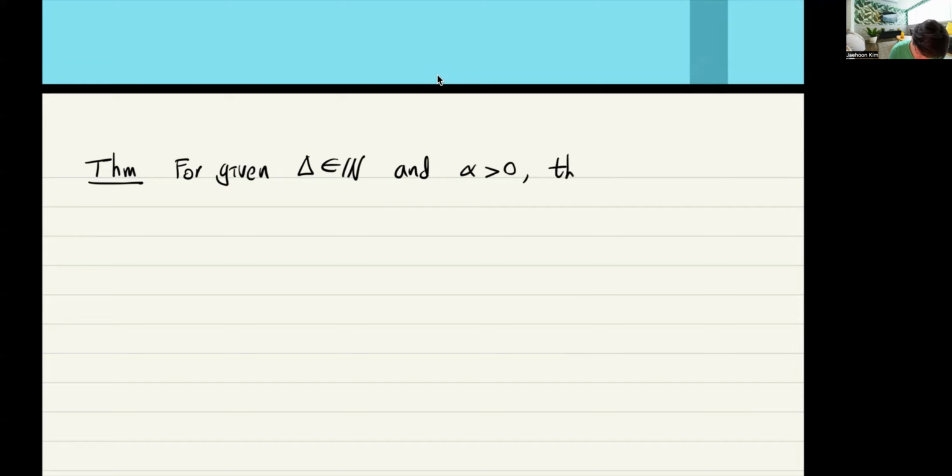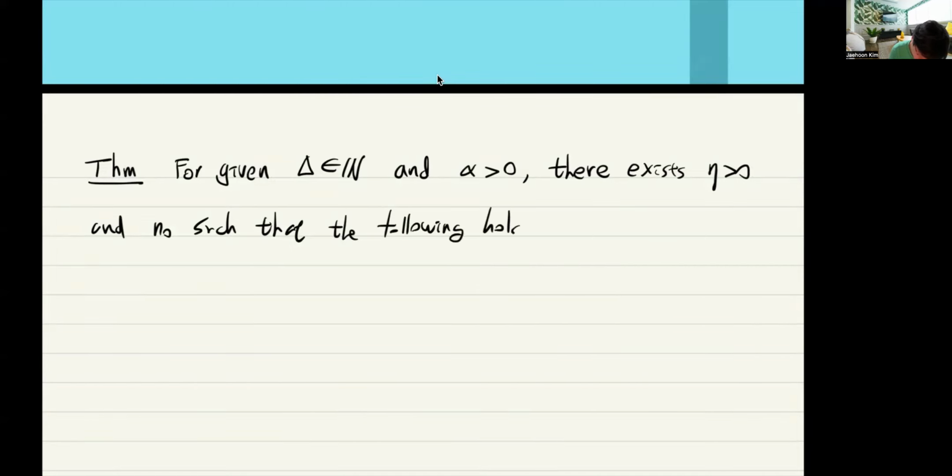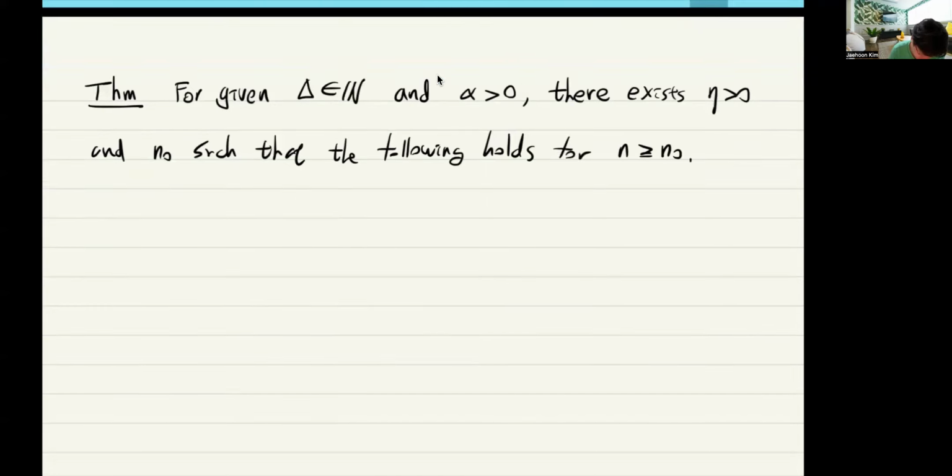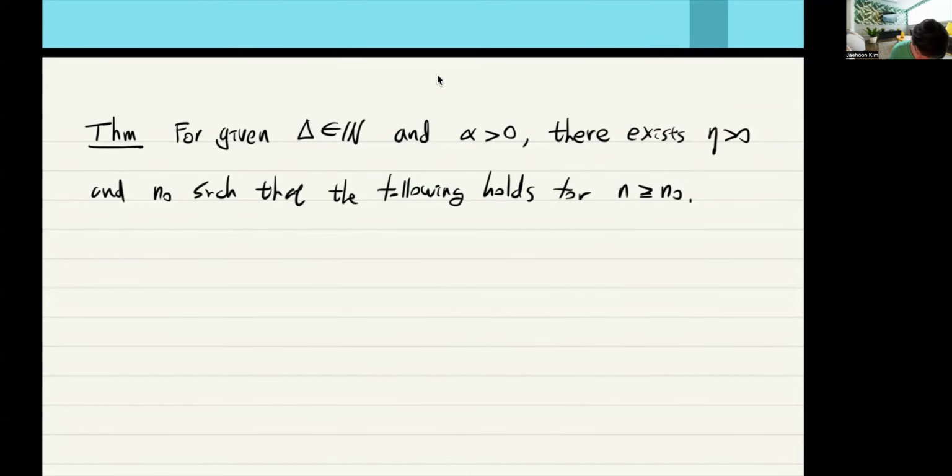So for given delta and alpha, there exist eta and n0 such that the following holds for n larger than n0. In other words, we assume that, like you can simply write it this way. But anyway, so this is what we mean.